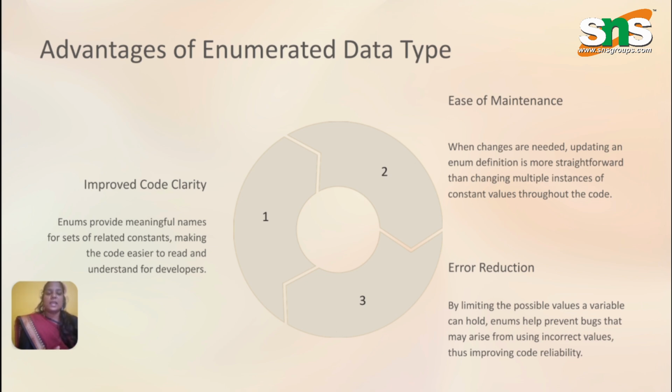Then third is error reduction and type safety. Enums restrict variables to a predefined set of values. This prevents mistakes like assigning a wrong number or string. For example, if you have a variable of type traffic light, the compiler ensures it can only accept red, yellow and green. It cannot accept 9, 15 or any random numbers, right? So this makes your program readable and less prone to hidden bugs.